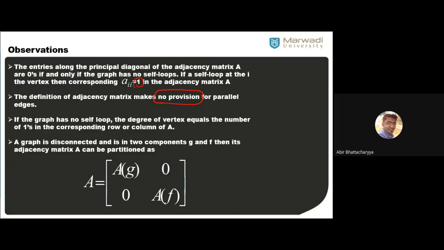Another thing, if the graph has no self loop, the degree of the vertex is the number of ones corresponding to the row and column, as I told you. But if we have a self loop, then you have to add 2 times the diagonal entry in the row or column. If the graph is disconnected, this is an important thing. So if the graph is disconnected, then what happens? Please note it down.